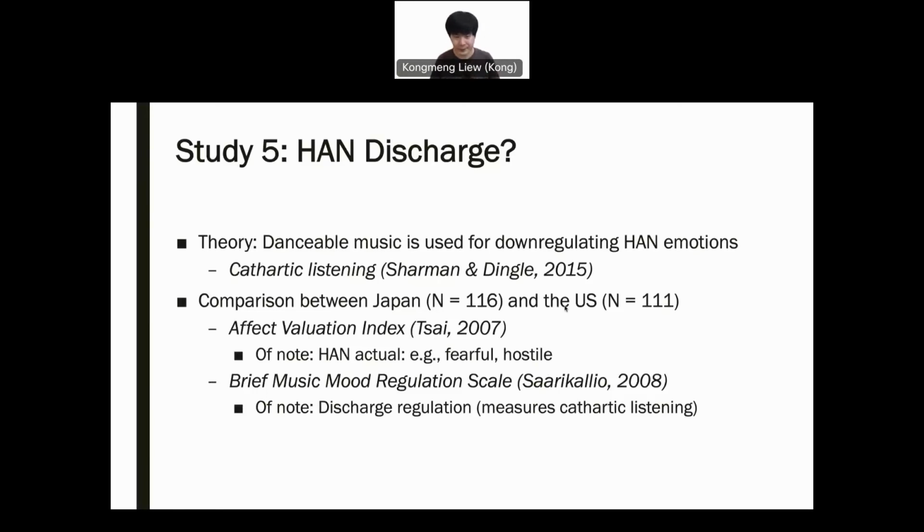And so we compared between Japan and the US using a participant study where we looked at affect valuation. But in this case, we're looking at a high arousal negative affect index using descriptions like fearful or hostile. And then we also looked at the Brief Music in Mood Regulation scale, in particular the discharge regulation, which is a measure of cathartic listening, of the individual's dispositional usage of discharge regulation when they listen to music.